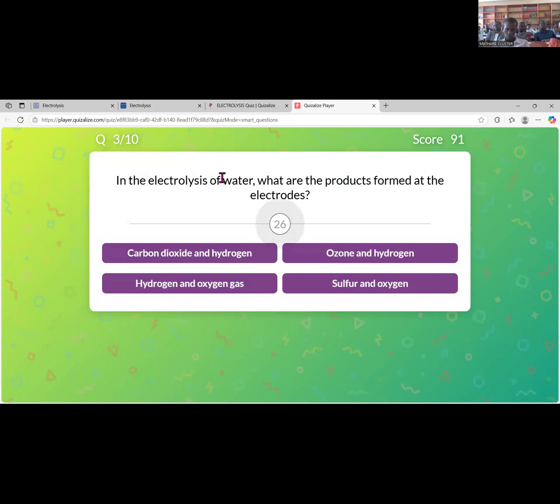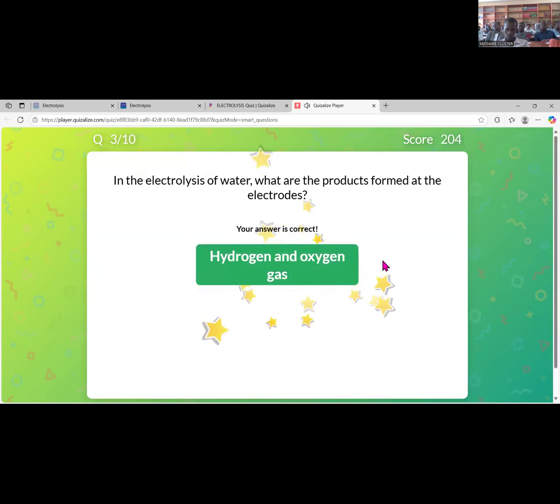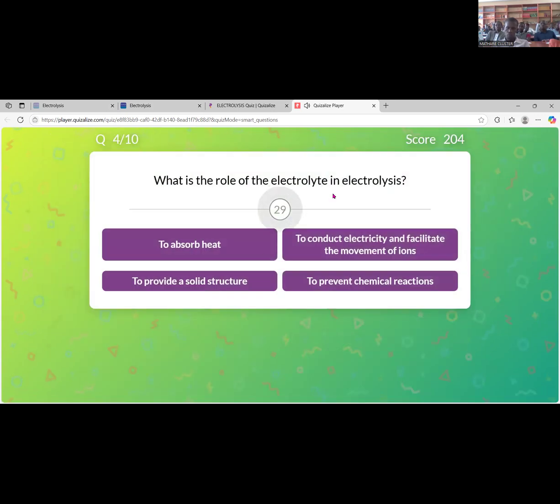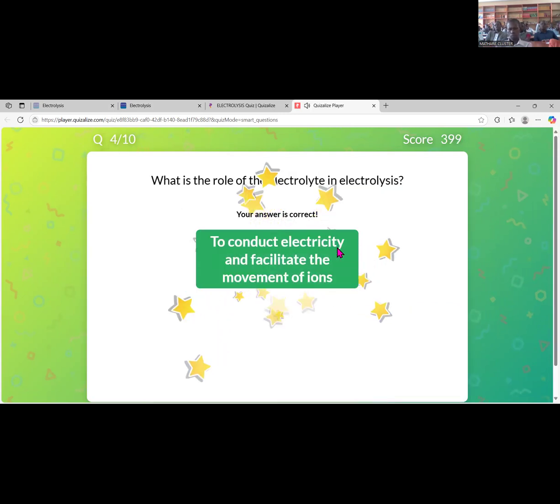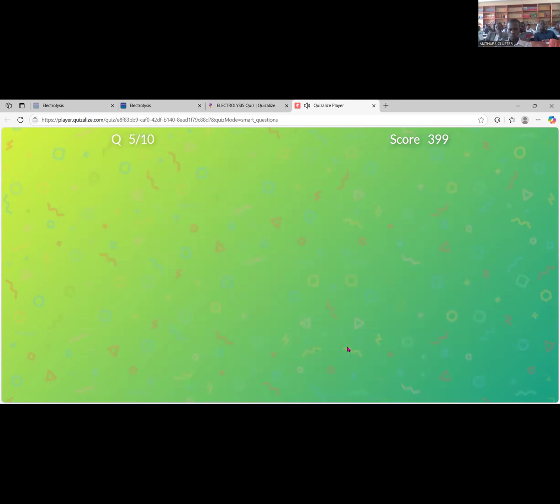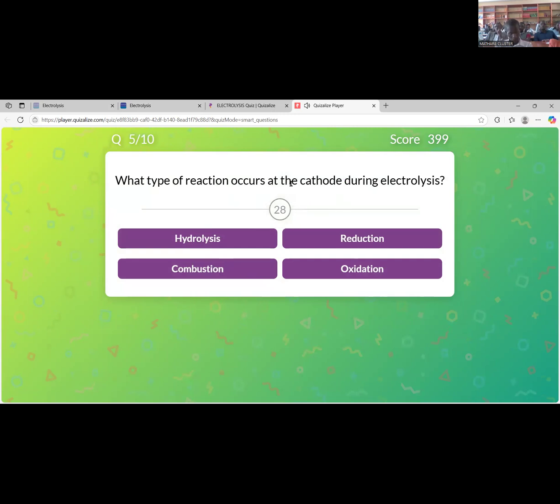I can do this in the electrolysis of water. What are the products formed at the electrodes? Carbon dioxide, hydrogen, ozone, hydrogen, hydrogen, oxygen, sulfur, oxygen. Hopefully your class would say hydrogen, oxygen. Yes, I'm a genius. Now, this is the sort of thing, if your students have their own phone, they can actually do this themselves, and they get very competitive trying to become faster and faster at this. What happens at the cathode?